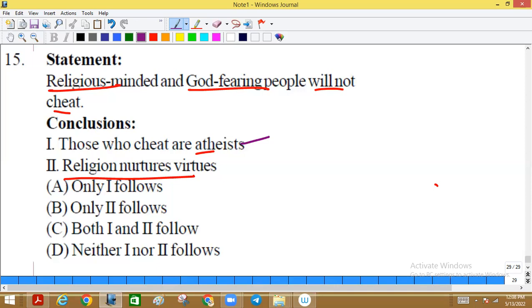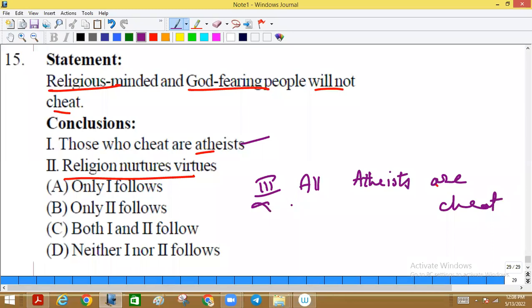That is wrong. If there is one more conclusion, see here, I'm adding one more conclusion. Conclusion 3: all atheists are cheats. Is this correct or wrong? Obviously it is wrong because it is not mentioned there. I can't take this conclusion from that statement. From that statement, what can I take? Those who cheat can be atheists, but I can't say that all atheists are cheats. That is the reason 1 and 2 both are correct. Your answer is both 1 and 2 follow.